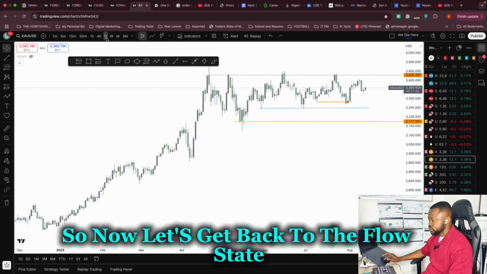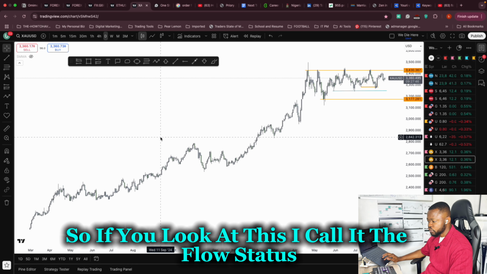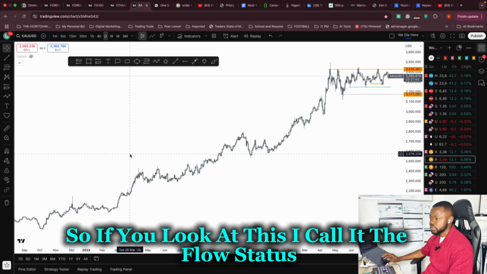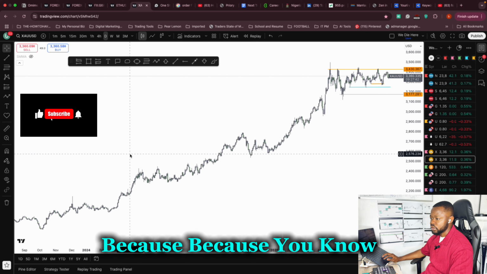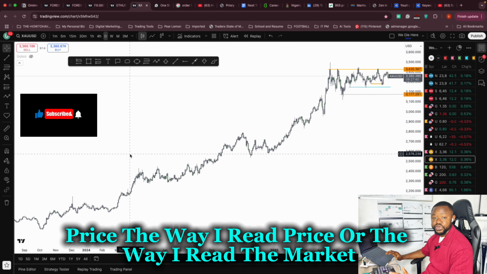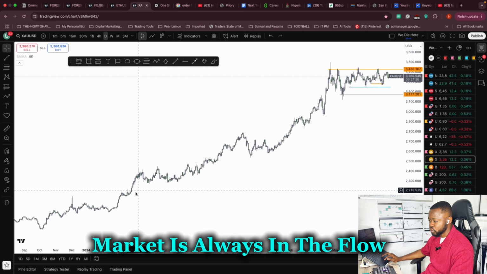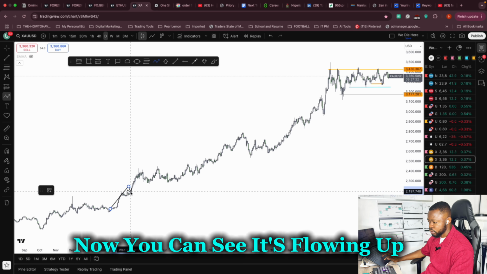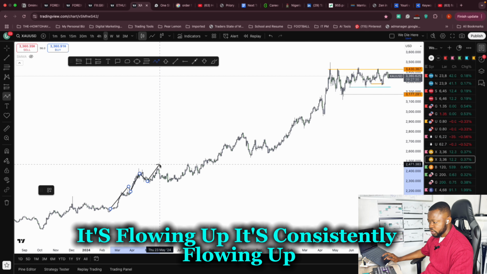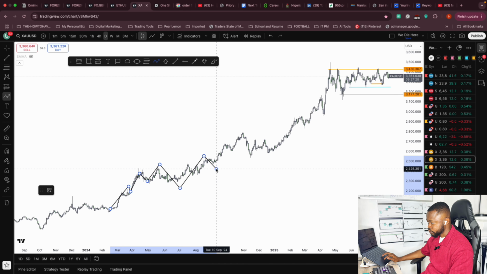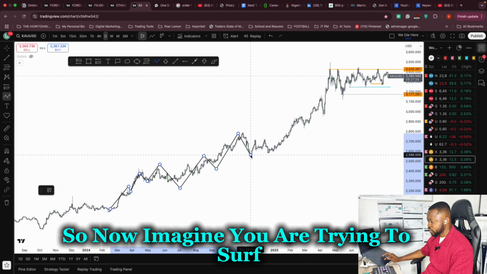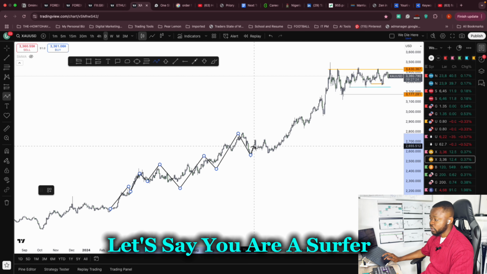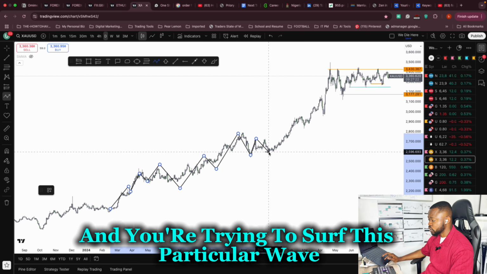So now let's get back to the flow state. I call it the flow state because the way I read price, or the way I read the market, is always in the flow. Think about this like water. You can see it's flowing up, it's consistently flowing up. So now imagine you are a surfer and you're trying to surf this particular wave.